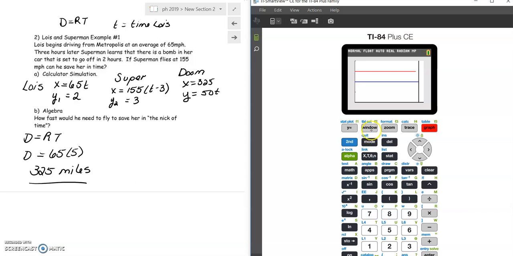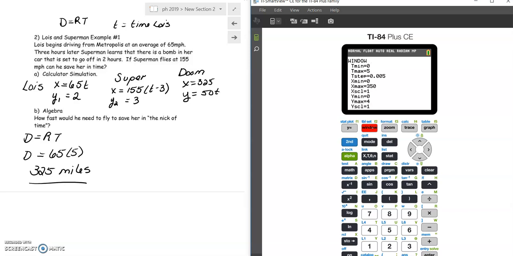Let's look at the window. I let t be 0 to 5. The t step was kind of arbitrary. I just wanted to make sure that it didn't go too fast or too slow. Then I had the x max at 350 so that you could see everything happen, since the doom was at 325.